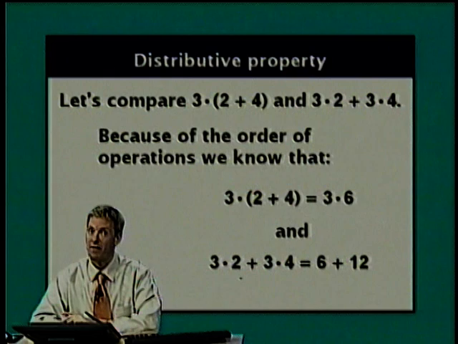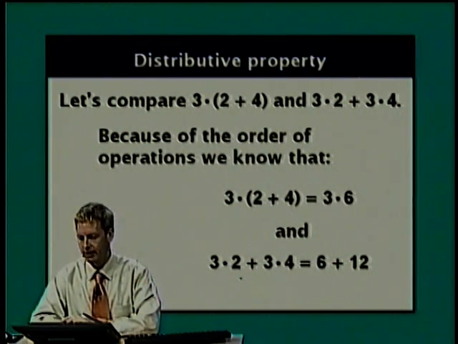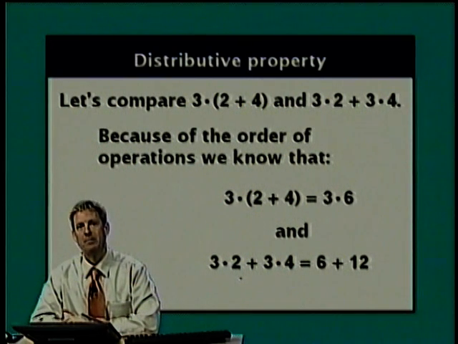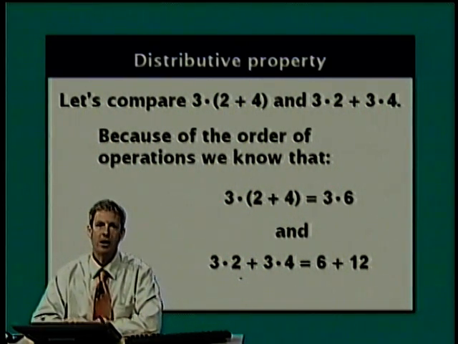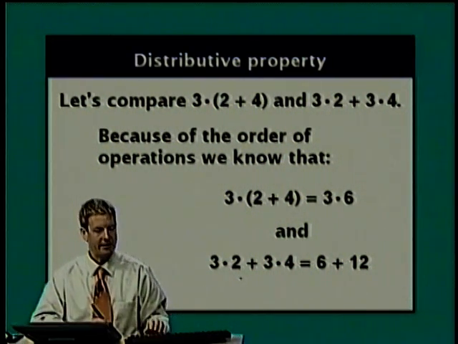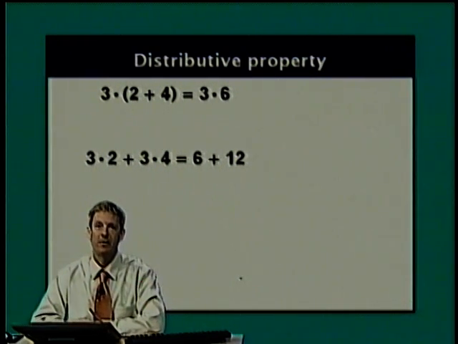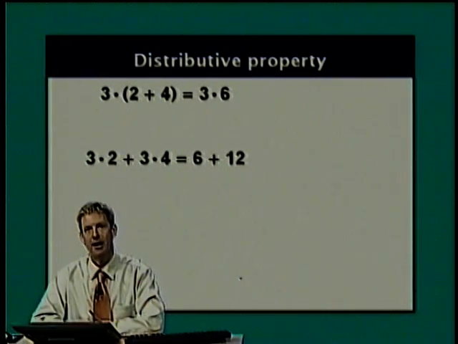Similarly, because of order of operations, we know that 3 times 2 plus 3 times 4 is 6 plus 12, because multiplication takes priority over addition. You have to perform the multiplication before the addition. Let's look at this in a little more detail. 3 times the sum of 2 and 4 is 3 times 6.